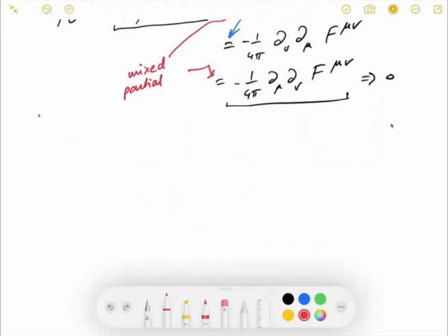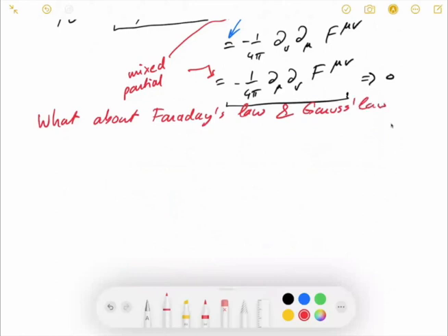Okay, what about Faraday's law and Gauss's law for magnetism?